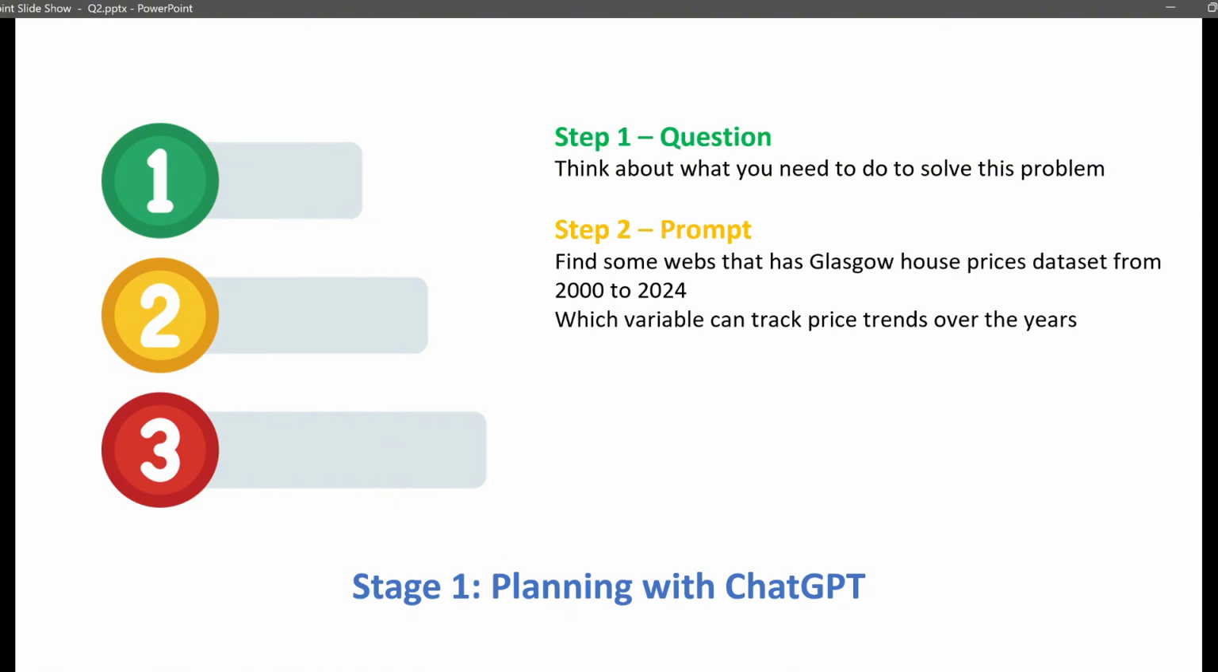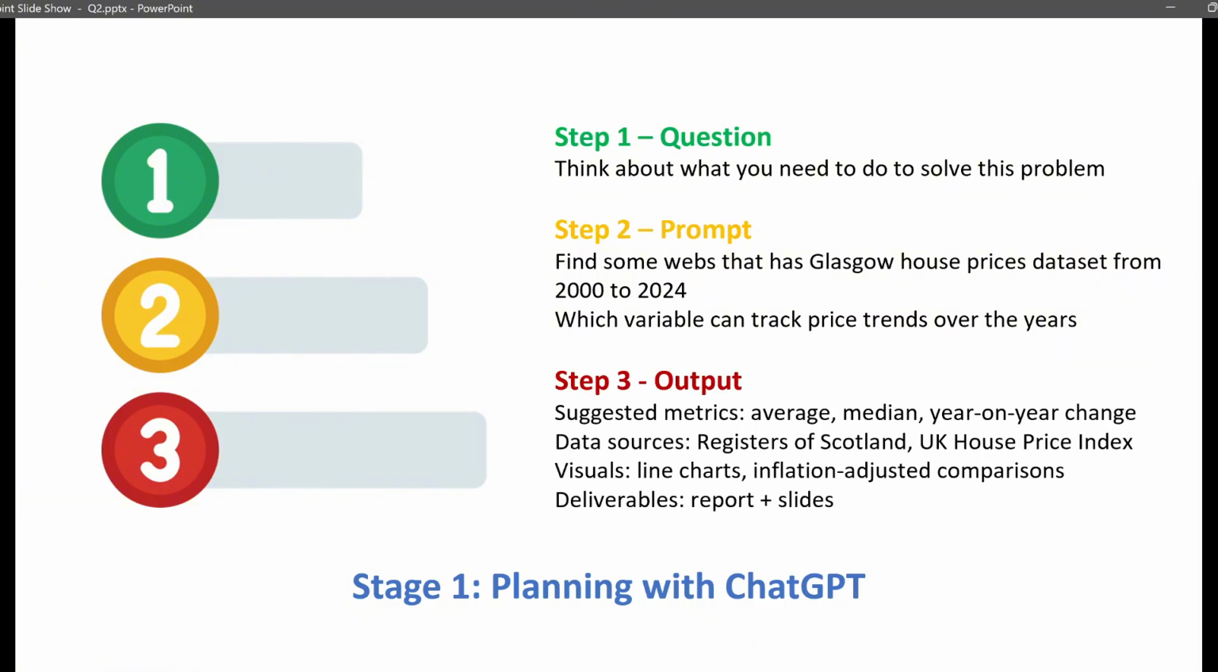Then in step 2, we give ChatGPT a focused prompt, something like find some reliable websites that have Glasgow house price data from 2000 to 2024, or suggest which variables could show long-term trends. The simple questions already give AI a clear direction, and in step 3, we can look at the output.